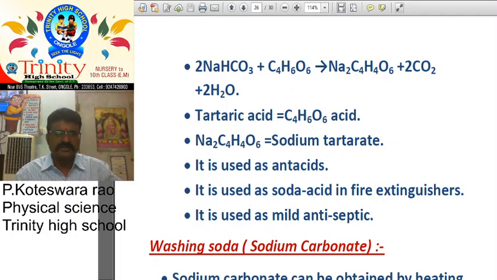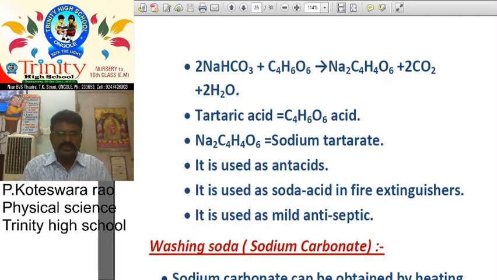Very good. Once again, what is the formula of tartaric acid? C4H6O6. And what about Na2C4H4O6? This is sodium tartarate. Very good. Then what about the general uses? What is the first use we already told? The general use is that it gives fast cooking for the food.